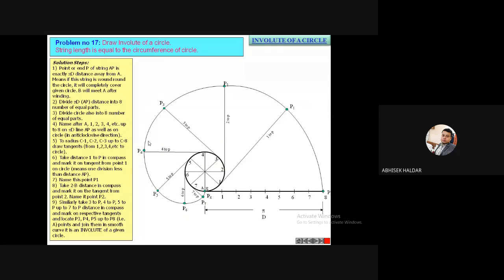Is this clear? This is the very simple curve, involute. It is much simpler than epicycloid and hypocycloid. Is this clear, the first case? Yes, sir.